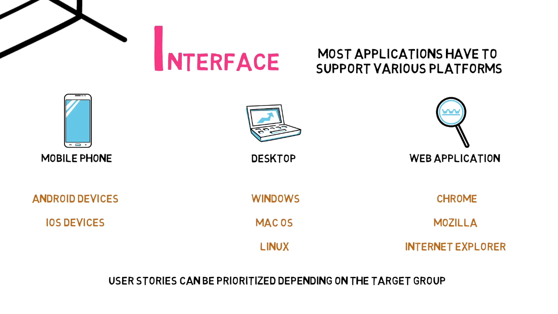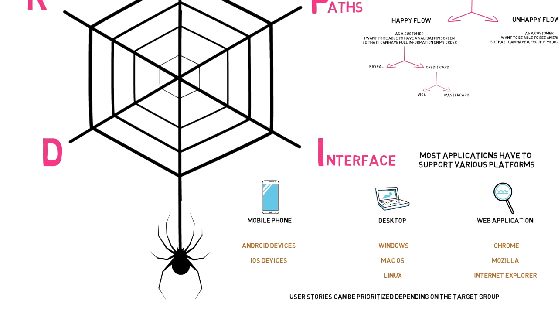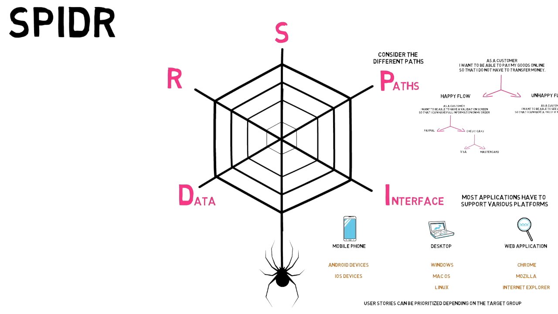The prioritization of these user stories can depend on the target group. We can start with the ones that will impact the maximum amount of users before moving to the next ones. D stands for data.